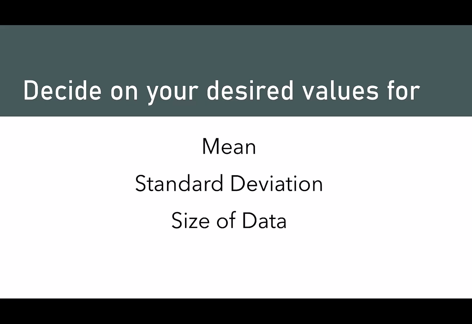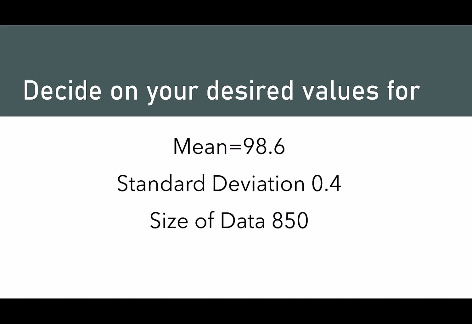the data. For this example, I'll use a mean of 98.6, a standard deviation of 0.4, and a sample size of 850. After we have the data, we're going to construct a histogram. On top of the histogram, we'll put a normal distribution to see how the two graphs compare.